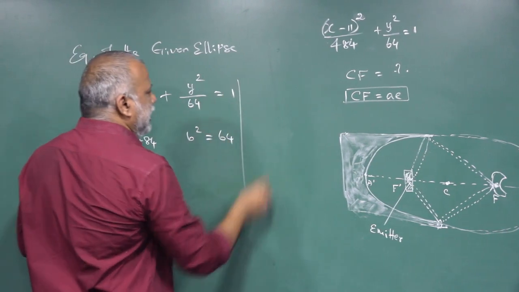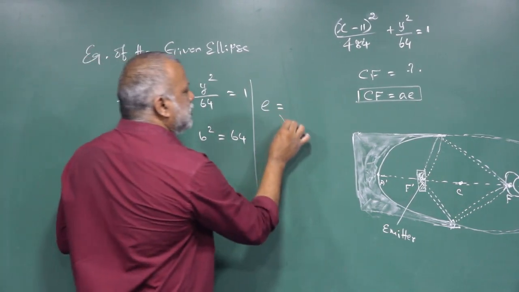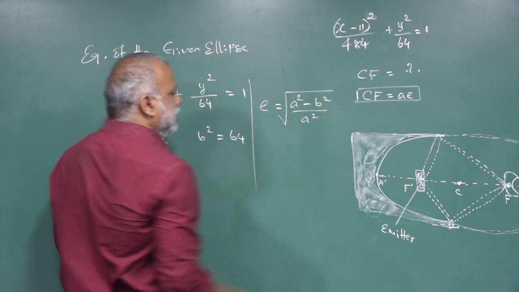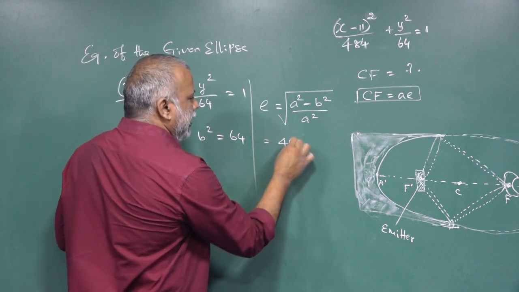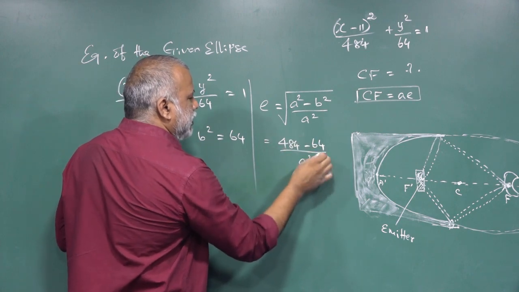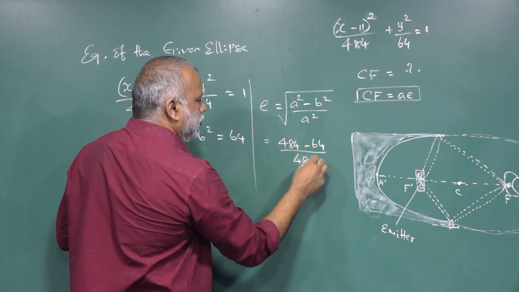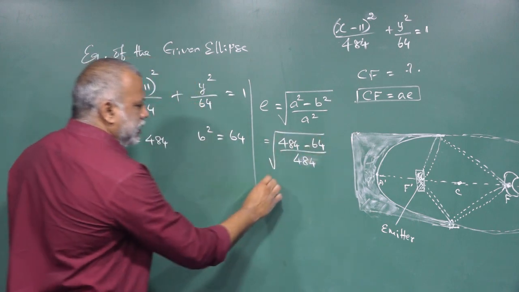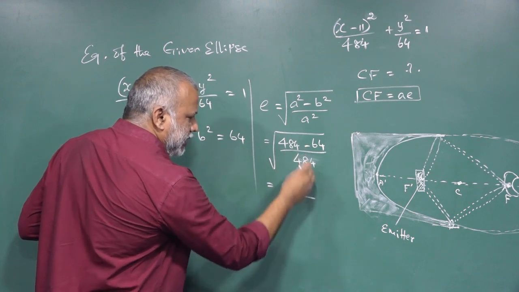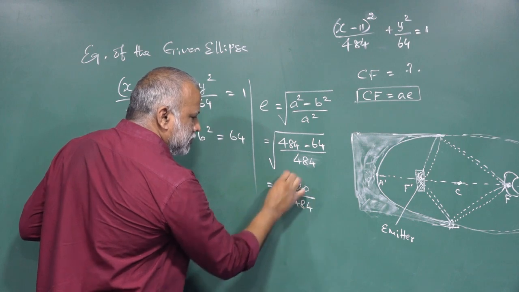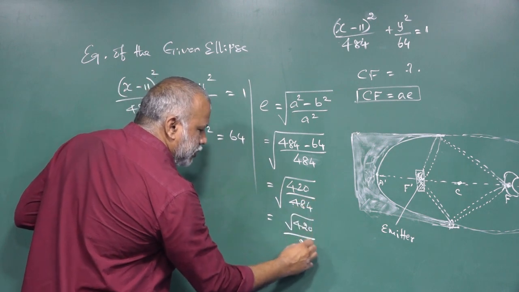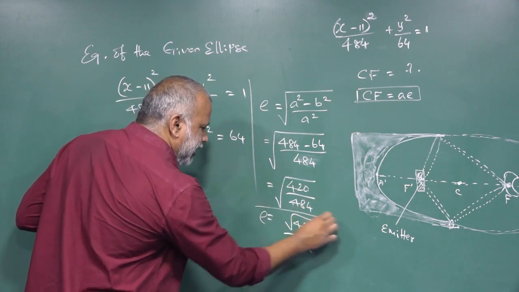What is the formula to find E? We need to find E first. The formula is the square root of (a squared minus b squared) divided by a squared. The value of a squared is 484, minus the value of b squared, 64, divided by again a squared, 484. Take the square root now. 484 minus 64 gives 420, divided by 484. Take 420 as it is, and for 484 we get 22. So this is the value of E.